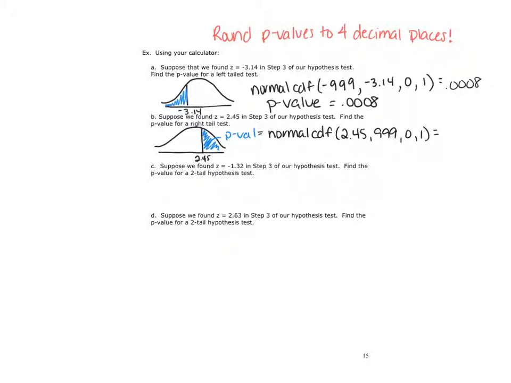Depending on your calculator, you might be given a menu and prompted for these values. So my p-value in this case is 0.0071.